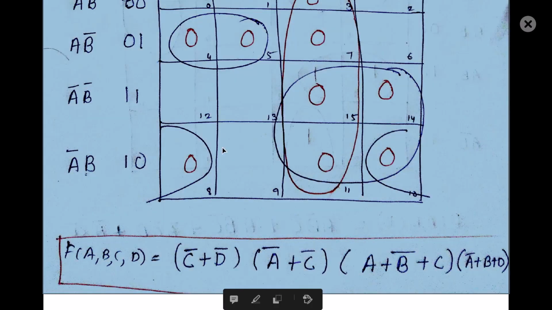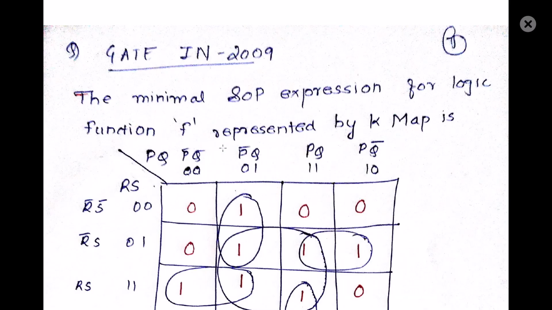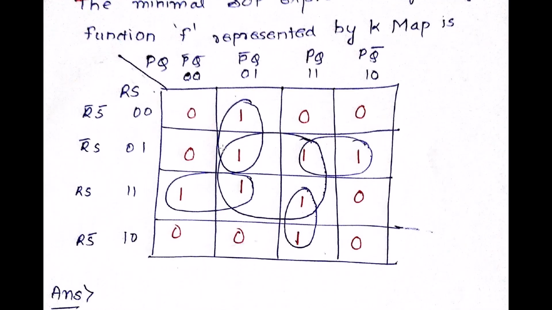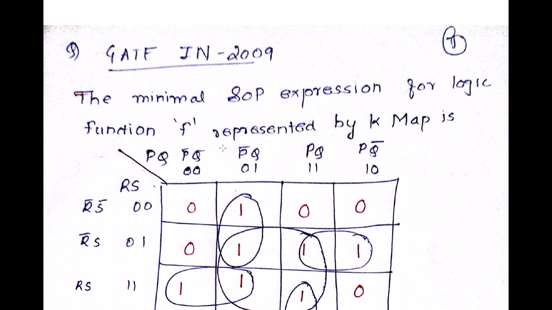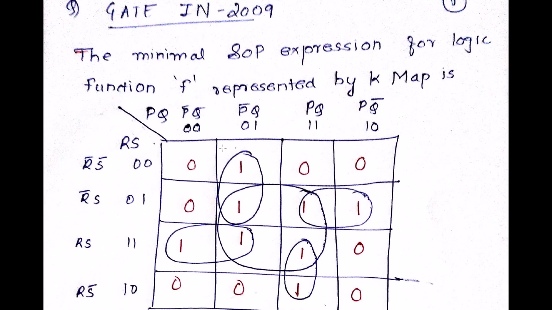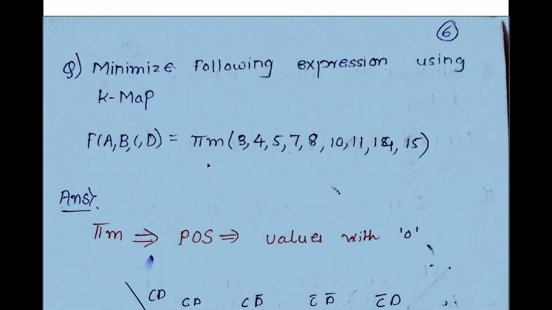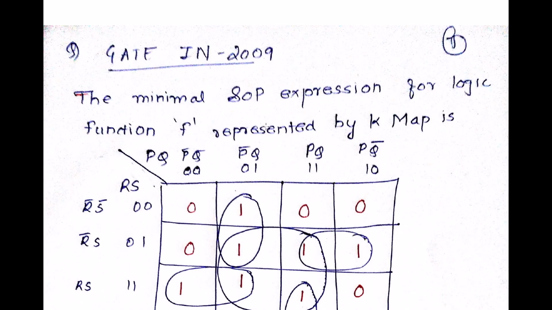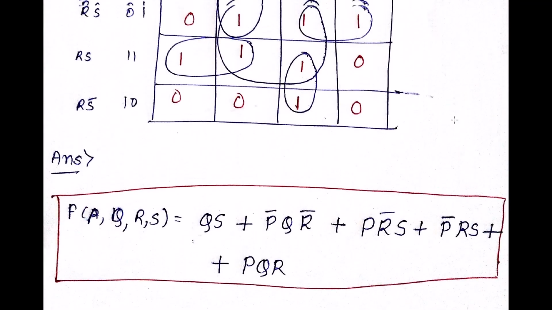Okay, you will have a little difficulty understanding how to write this expression if you have not watched my previous video, so please go and watch it. Now this is a GATE instrumentation 2009 question, in which the question says the minimal SOP expression. As soon as SOP is given to you, you should understand SOP stands for sum of products, and sum of products indicates that my table is going to be filled with ones, not 0. So the minimal SOP expression for logic function f represented by the KMAP is given over here. Find out the reduced expression.